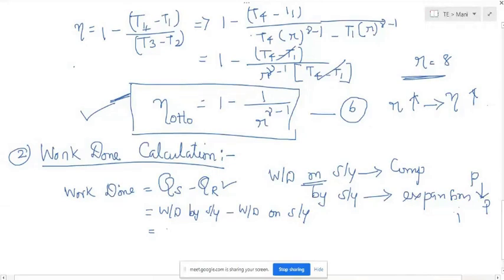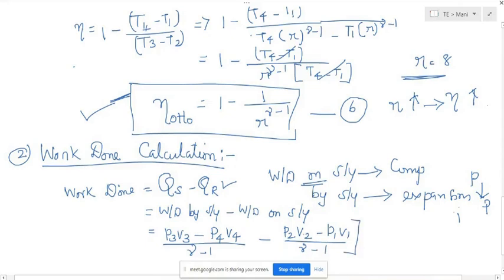Work done by the system actually takes place in the expansion process. Here you have to consider a polytropic process. What is the work done for a polytropic process? The formula is P3 V3 minus P4 V4 divided by gamma minus 1, right? We already discussed this, and you studied it in thermodynamics itself. Please refer to that. Work done on the system takes place between processes 1 and 2, so we can give the formula as P2 V2 minus P1 V1 divided by gamma minus 1.